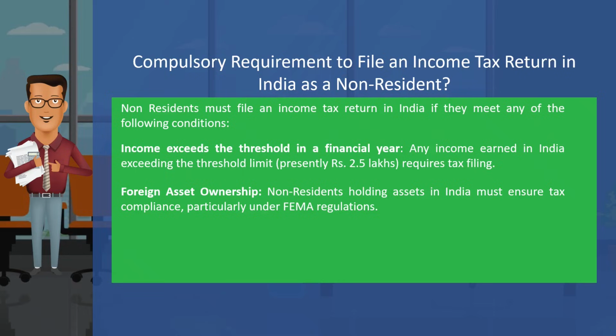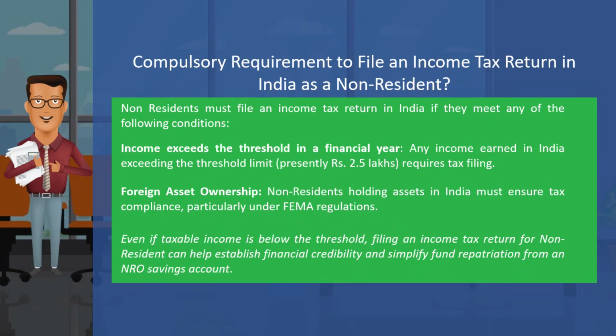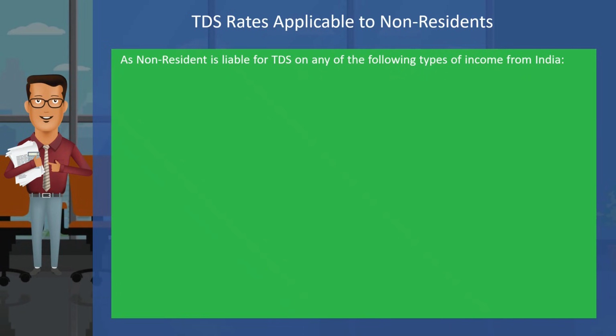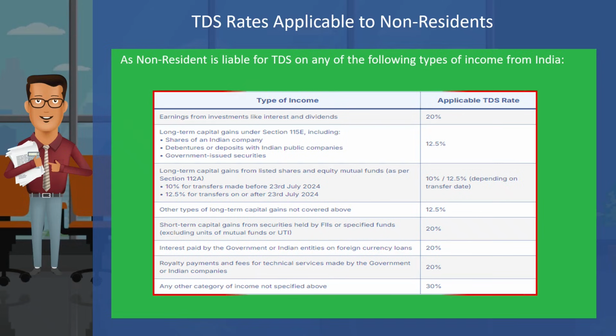Also, if the non-residents are holding assets in India, they must ensure tax compliance, particularly under FEMA regulations. Therefore, if taxable income is below the threshold, filing an income tax return for a non-resident can help establish financial credibility and simplify fund repatriation from an NRO savings account also. An indicative list of the applicable TDS rates and the type of income has been provided for the reference of the TDS rates to the non-residents.